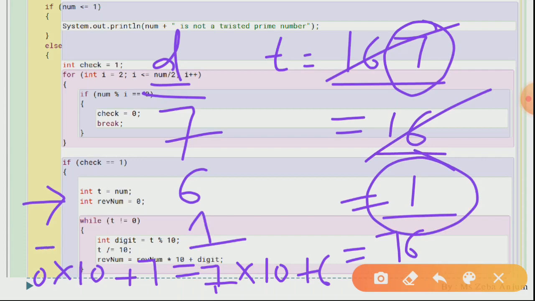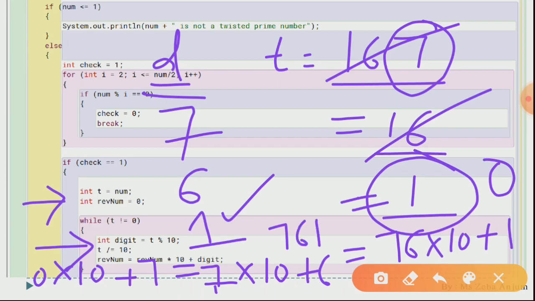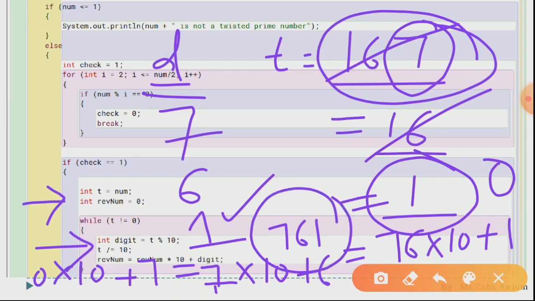Okay, and for this t, if you divide this thing by 10, then the quotient will be 0. Now again the reverse of the number will be calculated. 76 multiplied by 10 plus digit, that is 1, so you will be getting 761. Now see, our original number was 167 and our reverse number was 761.